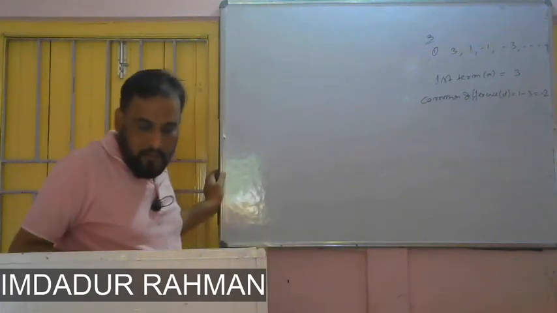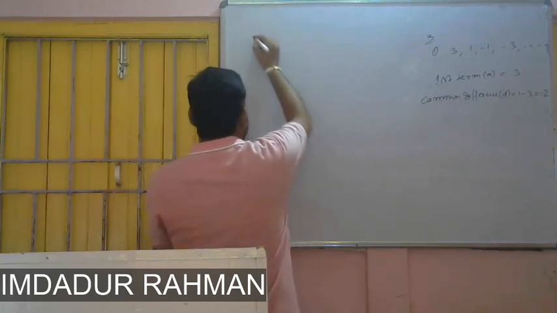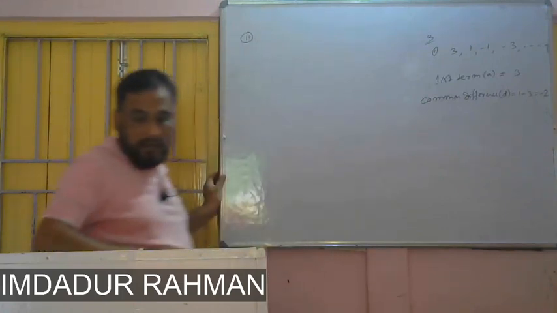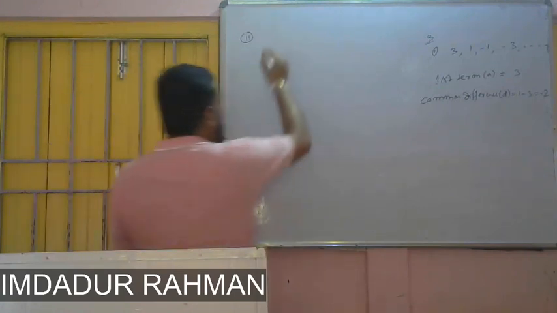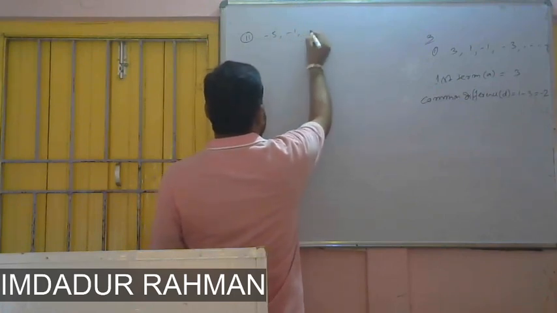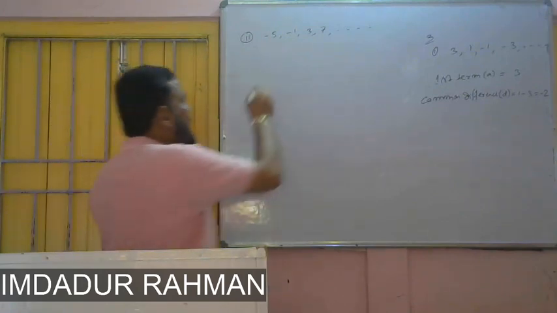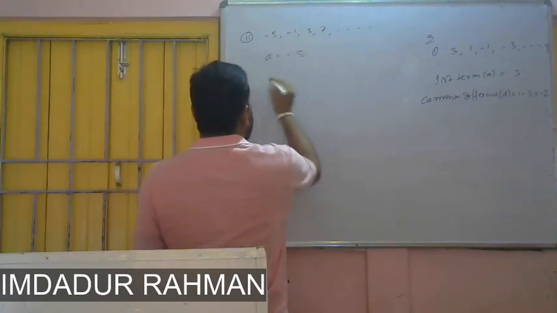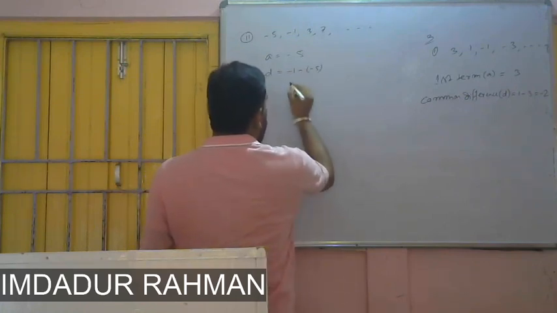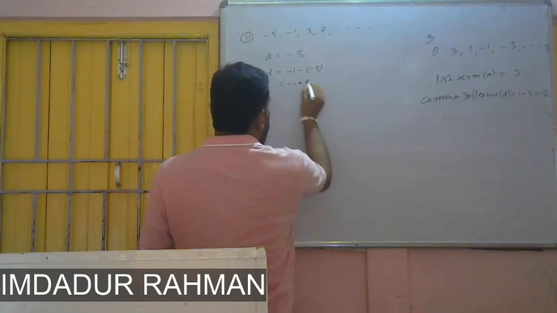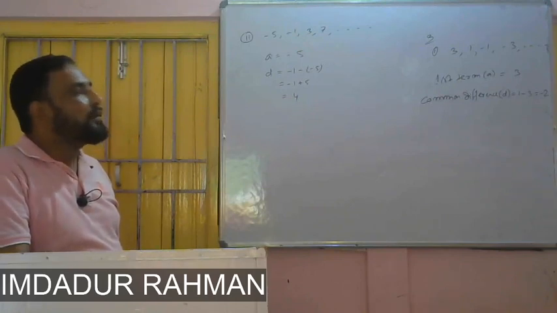Next, one more series. What is the series? Minus 5, minus 1, 3 and 7. Minus 5, minus 1, 3, 7, then dot dot dot dot. Here, first term A is equal to minus 5. Common difference D is equal to minus 1 minus of minus 5. Okay? So minus 1 plus 5 is equal to 4. So the common difference is what? 4.